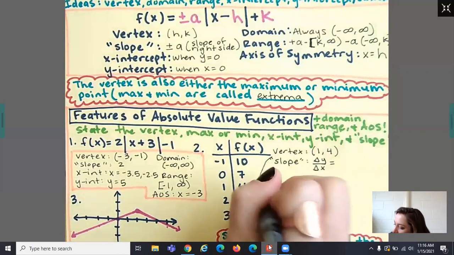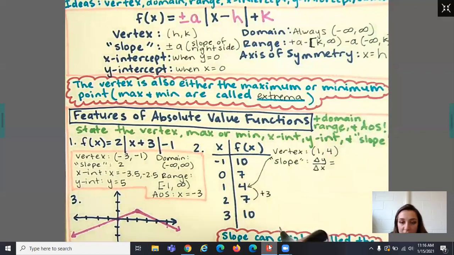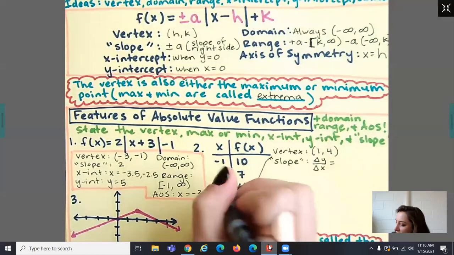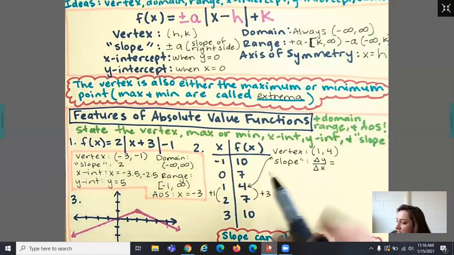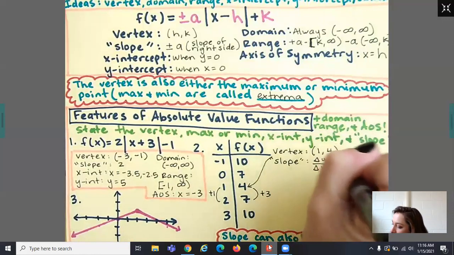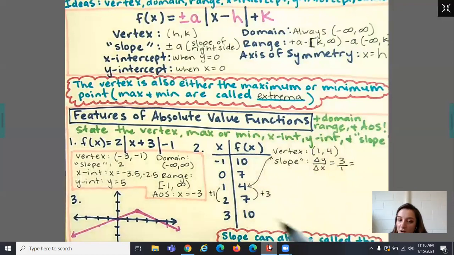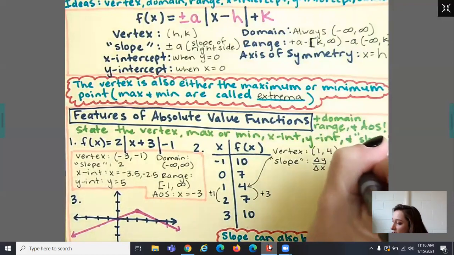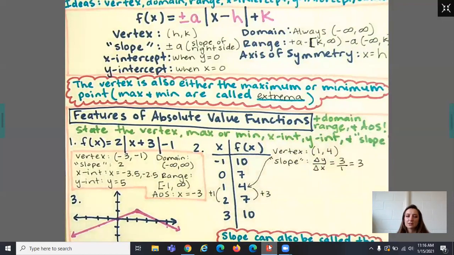So each time you can see that we're adding 3 on the y values, and on the x values, you're adding 1. So since we're adding 3 and adding 1, this is going to be 3 over 1, which means that our slope is going to be positive 3. You could also say that the slope is negative 3 because that's actually true for the left-hand side. So whichever one, as long as you get the number correct. So it could be positive 3 or negative 3.